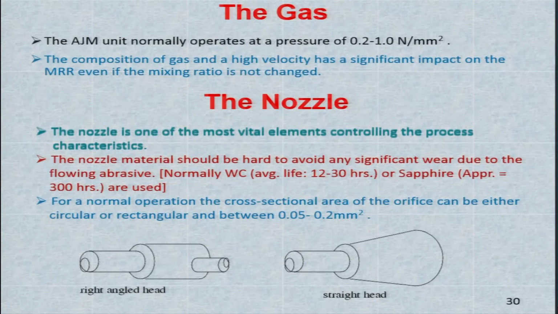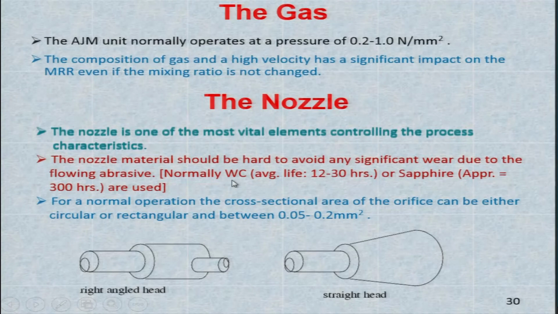The nozzle material should be hard, as I said, because otherwise it will wear out very easily, since the abrasive particles flow through that, and the abrasive particles will also erode. Okay. The nozzle material should be hard to avoid any significant wear due to the flowing abrasive.